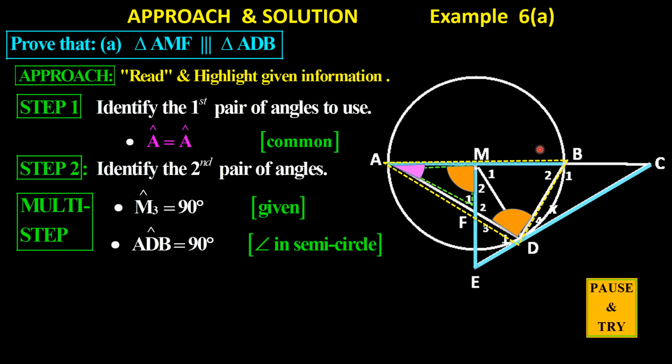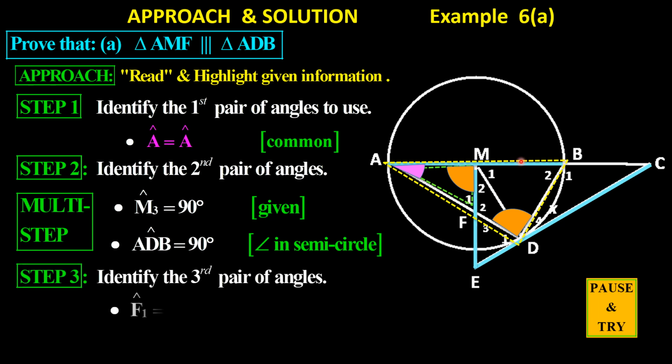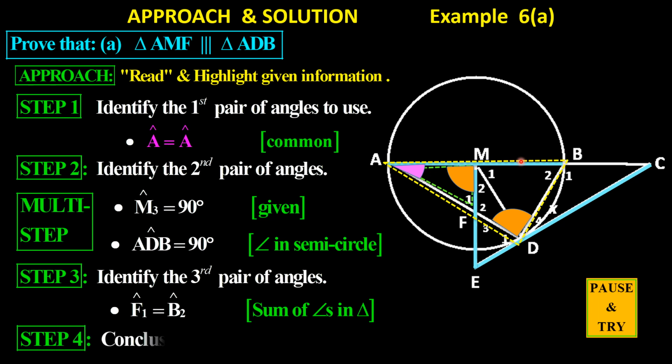The third one, you can just see there, we already have A and M3, so there we have F1, and the other one that's left is B2. So we can just write that down, and our reason why they are equal, that's correct. Always sum of the angles of a triangle. Now, therefore, we proved that triangle AMF is similar to triangle ADB, angle, angle, angle.